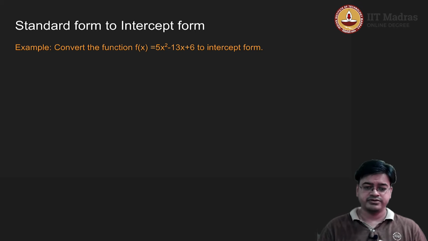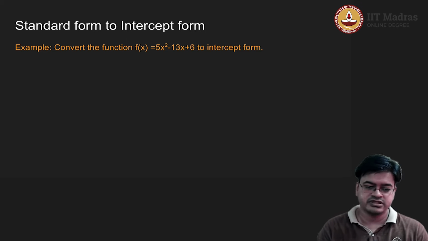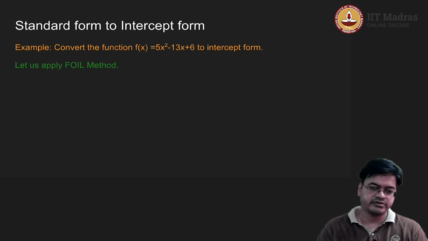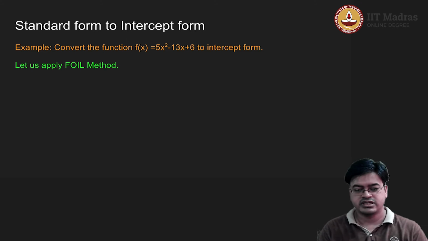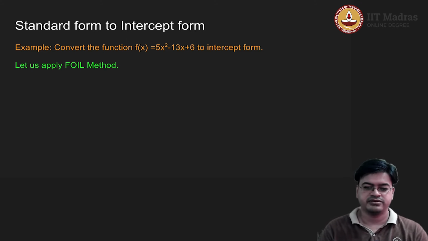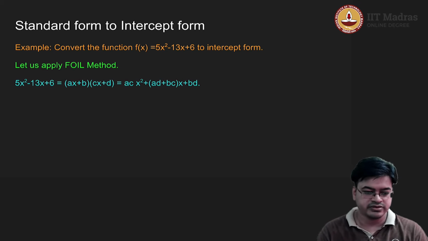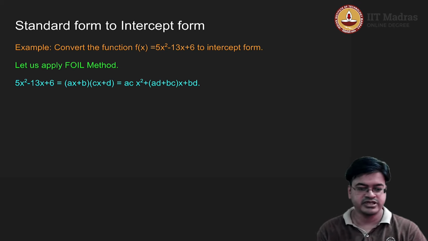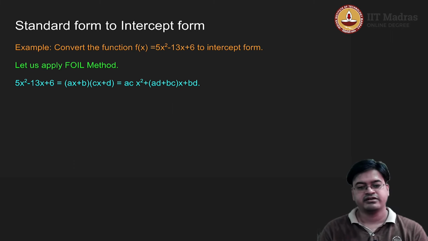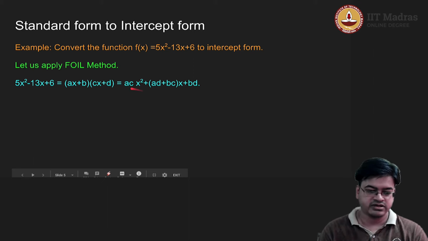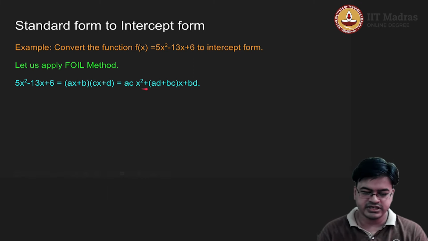So what I will do is I will take this particular function 5x square minus 13x plus 6 and apply FOIL method to it. How to apply FOIL method to it? I will equate this to be equal to ax plus b into cx plus d. Then based on FOIL method I have this expression, which is ac times x square plus ad plus bc times x plus bd.